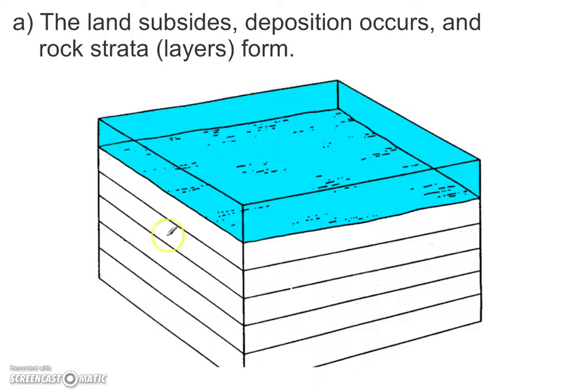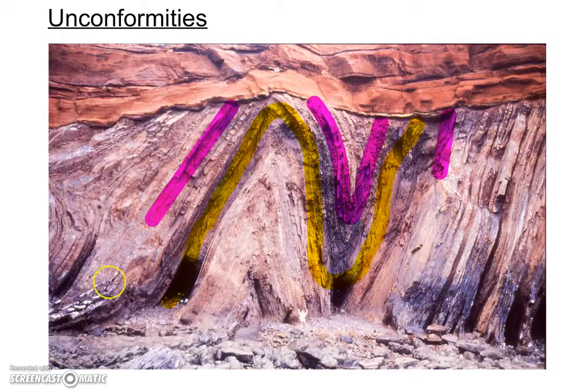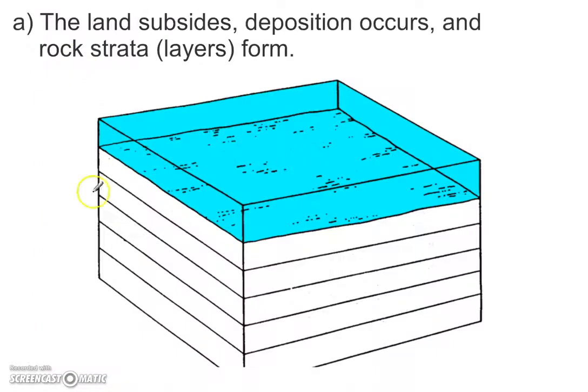Okay, so we have strata, we have layers here. They're not horizontal anymore, but they would have started off horizontal. So at some point, this landscape would have subsided, it would have sunk under the water, sediments would have been deposited, and rock strata, or layers, would have formed underwater. Okay, the blue represents water. So just like most sedimentary rocks, this would have started underwater.